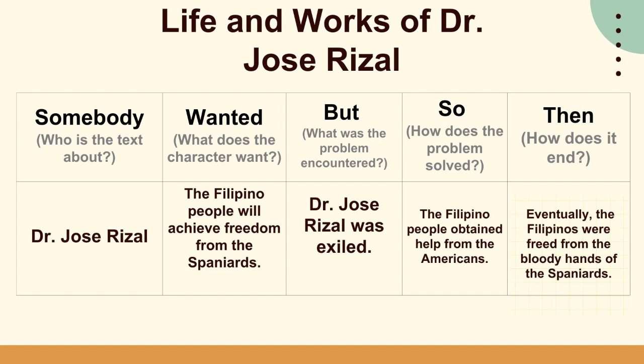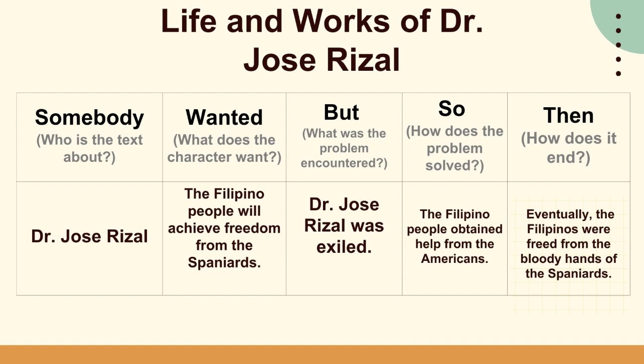But what was the problem encountered? Dr. Jose Rizal was exiled, meaning expelled, executed, tinanggal, kinulong, inalis. And the next thing that you have to locate is the so, which is how is the problem solved. In this story, the Filipino people obtained help from the Americans. And then, how does it end? Eventually, the Filipinos were freed from the bloody hands of the Spaniards.